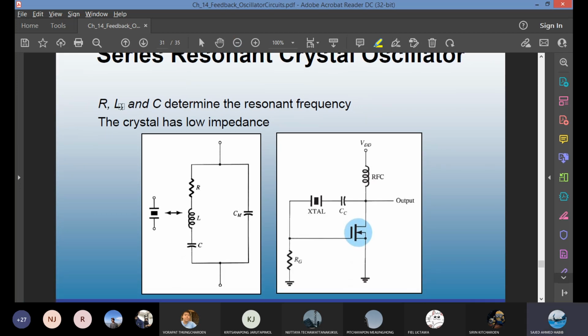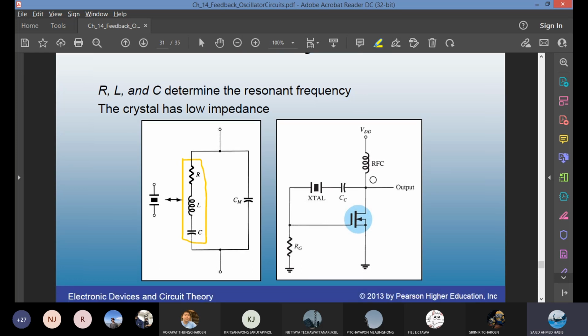Again, what happens when the crystal is excited in series resonant mode? R, L, and C, this is like inside the crystal. Equivalent. RLC determines the resonant frequency. Now look at the actual circuit.